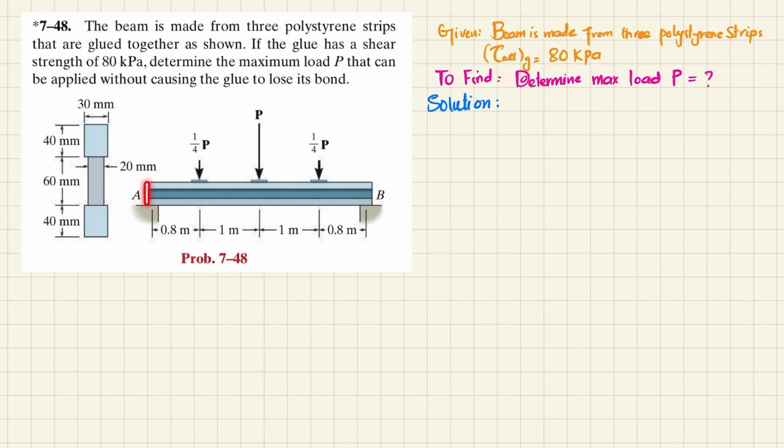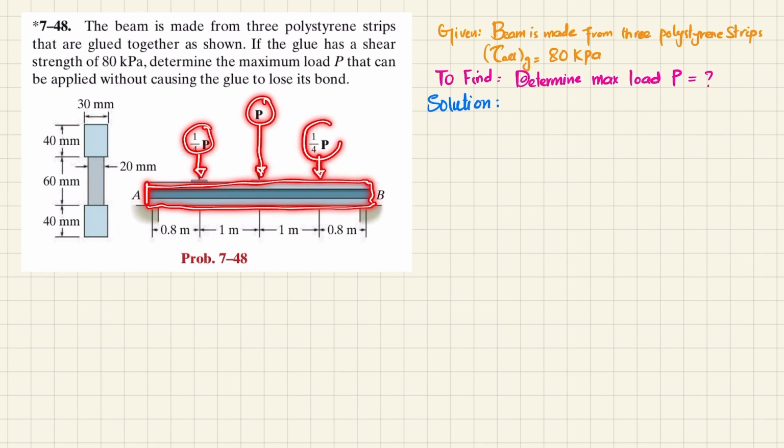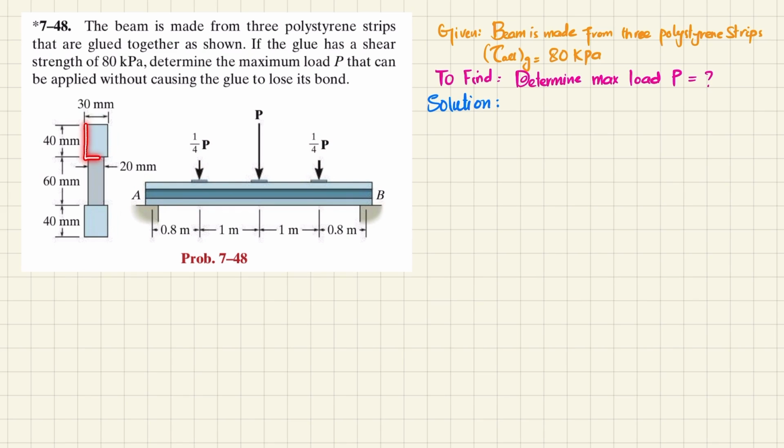So you can see this is beam AB that is acted upon by three concentrated loads. One is 1/4 P, in the middle it is P, and here it is 1/4 P, and this beam is made of three polystyrene strips that are glued together at this point. So you have to find the value of P without causing the glue to lose its bond. So let's start with the solution.